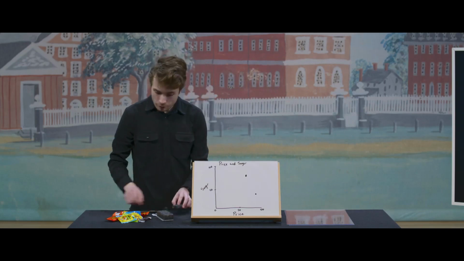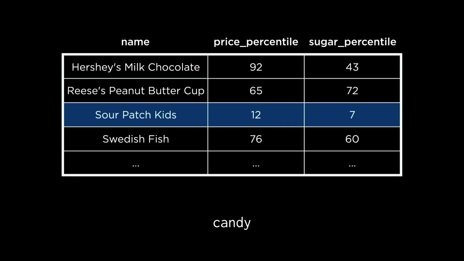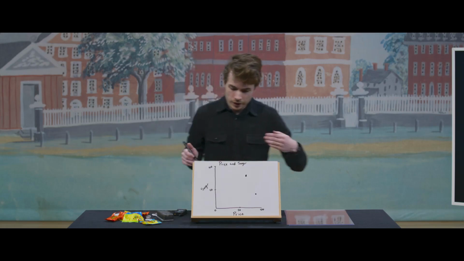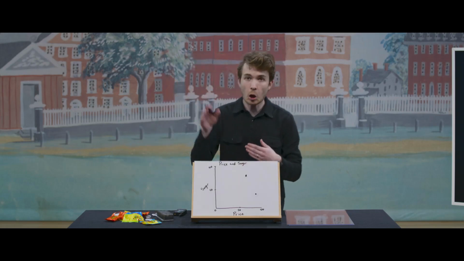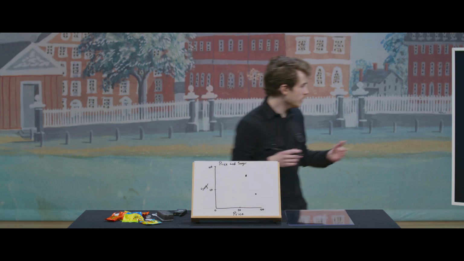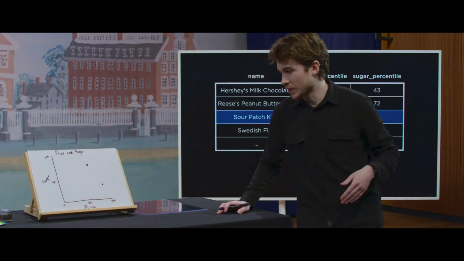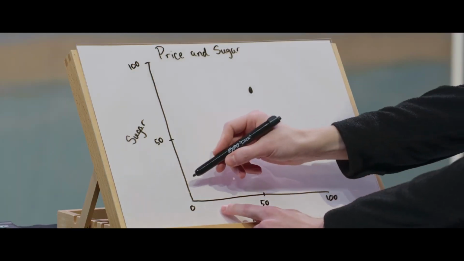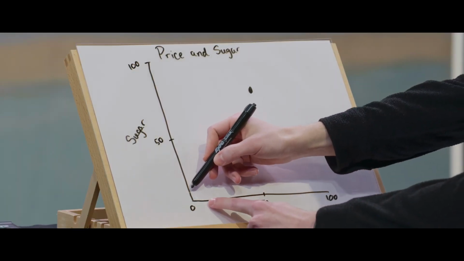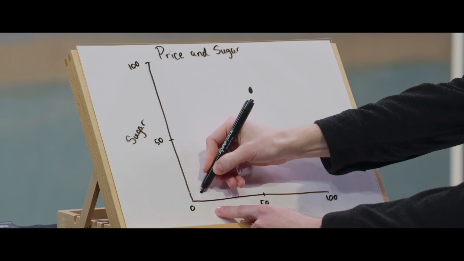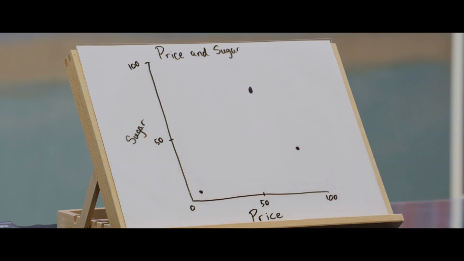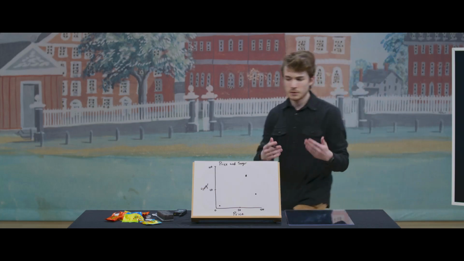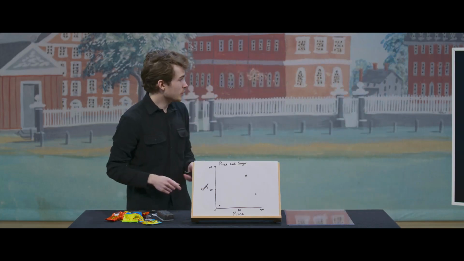We have as well Sour Patch Kids, just like this, which is relatively less expensive and also doesn't have that much sugar compared to other candies. So this would probably go somewhere in the bottom left, I would say. It's pretty low on both the x and the y axes. So if we look here, it has 12 on the price percentile, so kind of closer over here, and a 7 on the sugar percentile, so also pretty low over here. I'd say we could plot this point right about here for Sour Patch Kids. So it seems like we're seeing a bit of a trend maybe going on here. What if we tried now Swedish Fish?